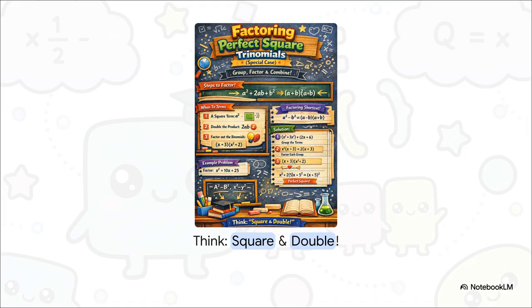And for trinomials, we use what we call the square and double check. Look at the expression x squared plus 10x plus 25.